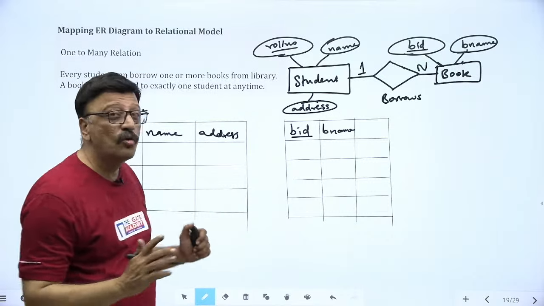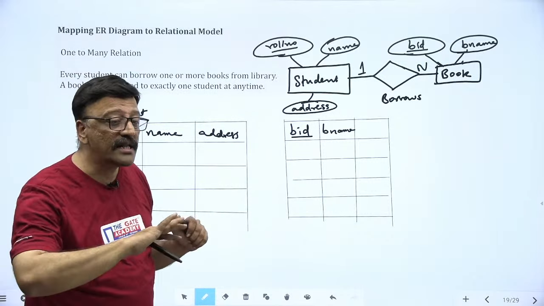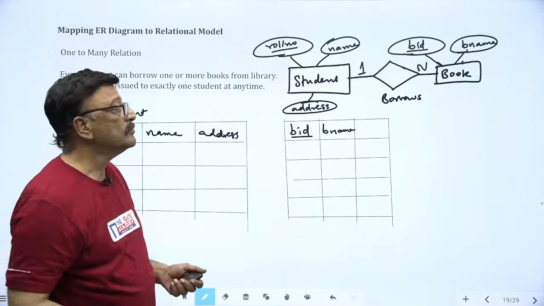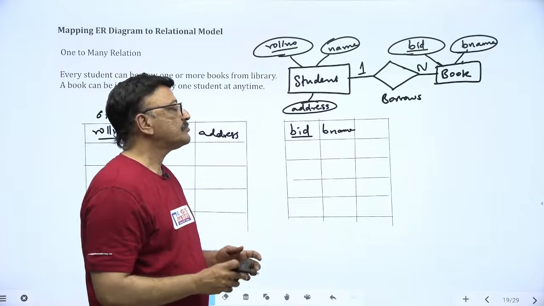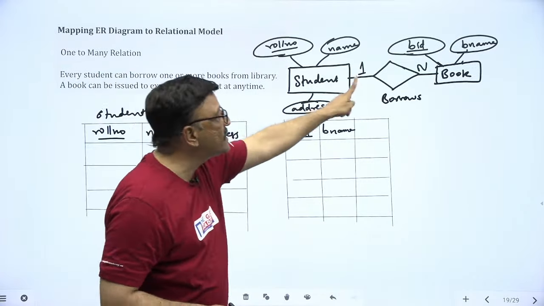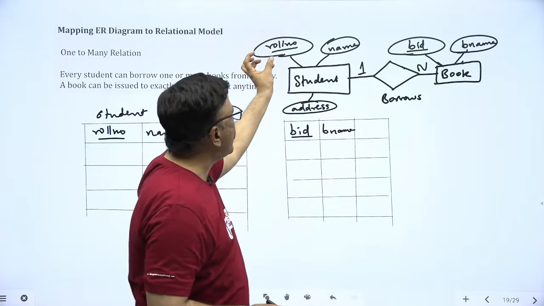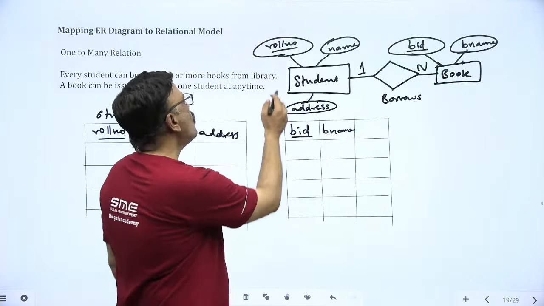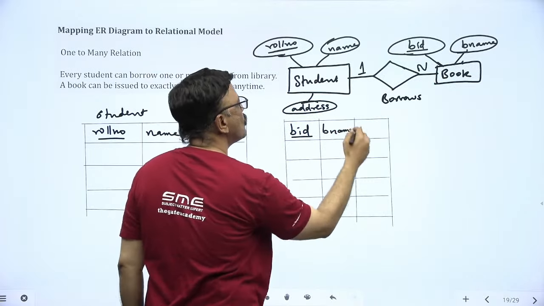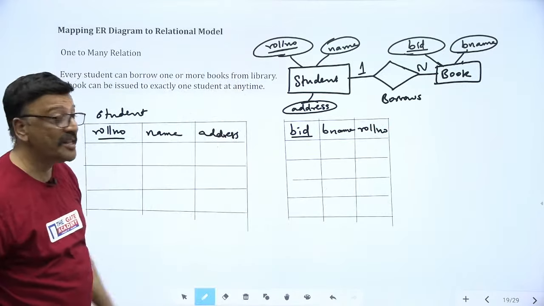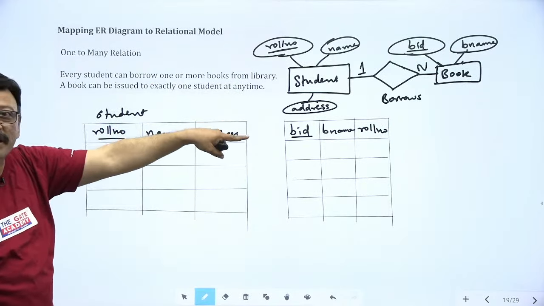Now, what was the rule I said? How do you transform one to many into a relational model? I said that whatever is the key attribute of one side should be added as an additional column of the many side. So roll number is the key attribute of one side, so roll number should be added here. That's the foreign key which is coming from here.